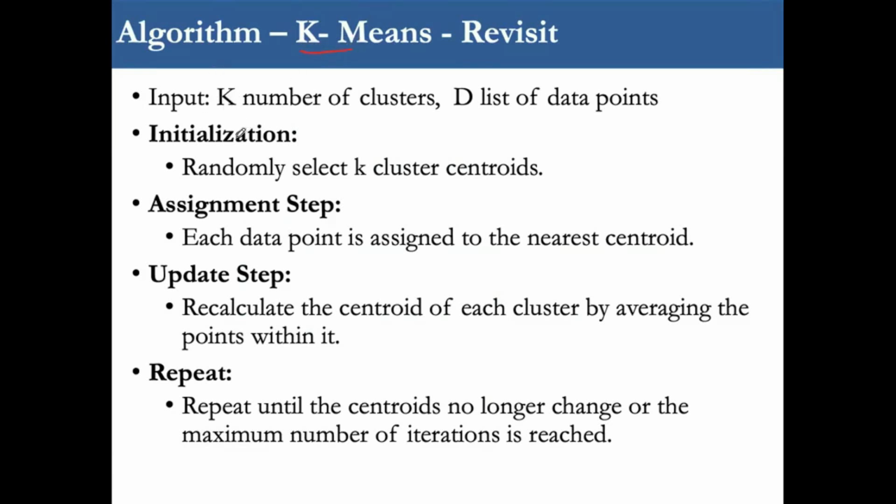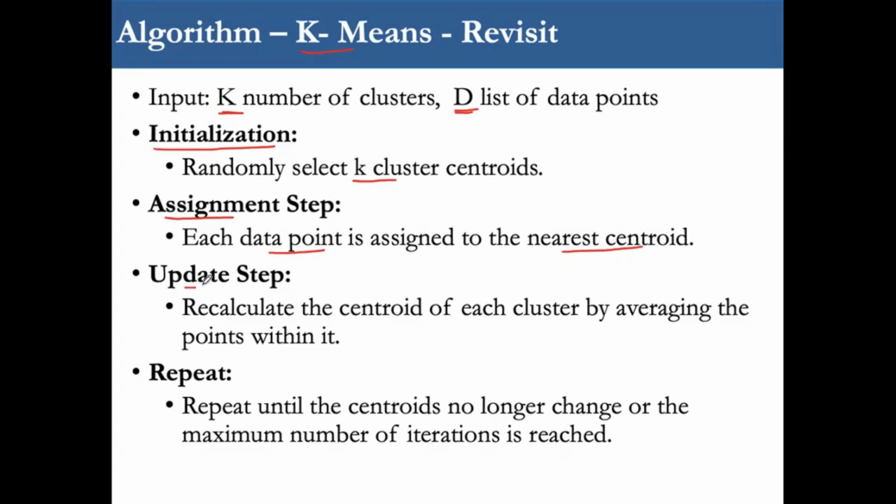The input for the k-means algorithm is k, where k is the number of clusters, and D is a list of data points. The first step is initialization. Here we need to initialize k number of clusters. The second step is the assignment step. Here each data point will be assigned to its nearest centroid.